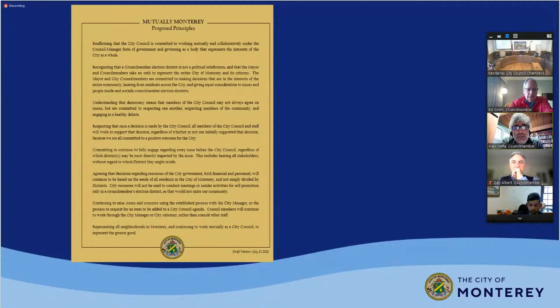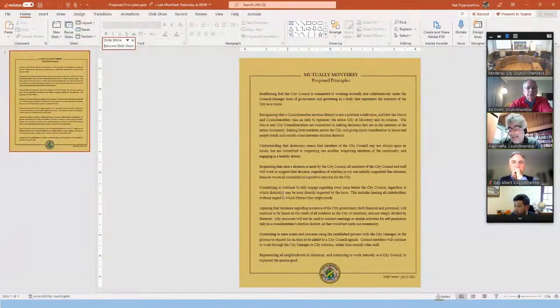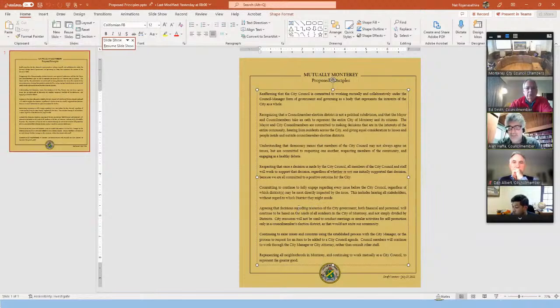intent, and I think that can be massaged, something like once a decision is made by the city council, you know, all members of the city council accept the decision. There's a difference between accepting that that was the will of the majority and actively working to support a decision I may not agree with. I can think of some, and I bet all of us can.